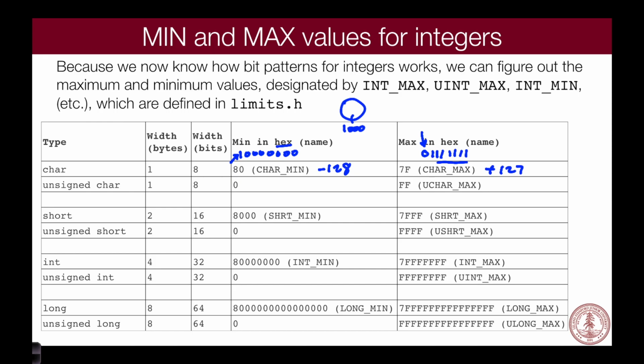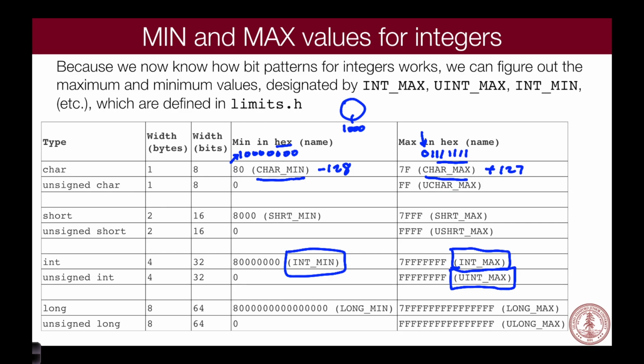Notice that in parentheses here, I put this uppercase value. This is a constant value defined in C. If you want to know what char min is and you don't want to figure it out, you can just use CHAR_MIN and it tells you that. The ones we're going to use more often are INT_MIN, INT_MAX, and there is the maximum unsigned as well.